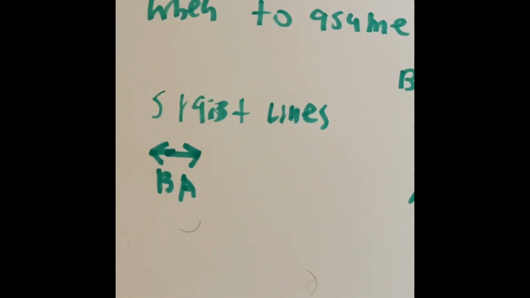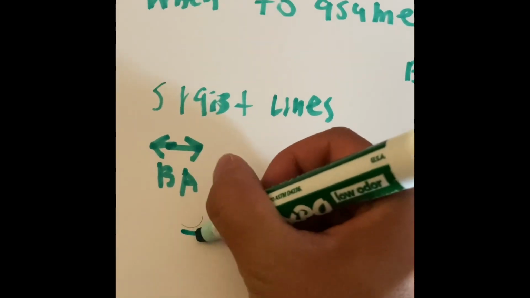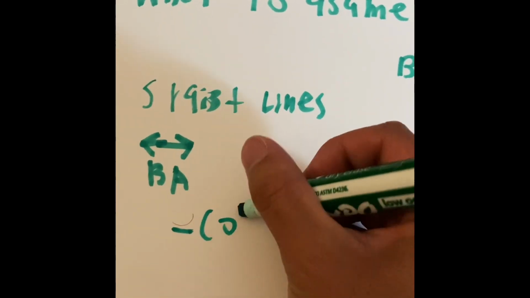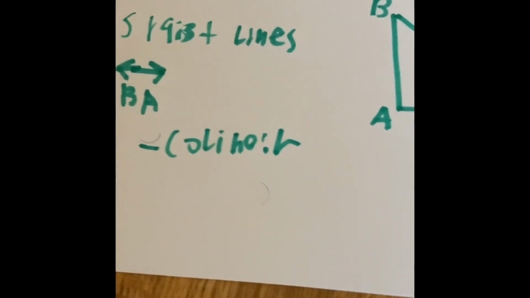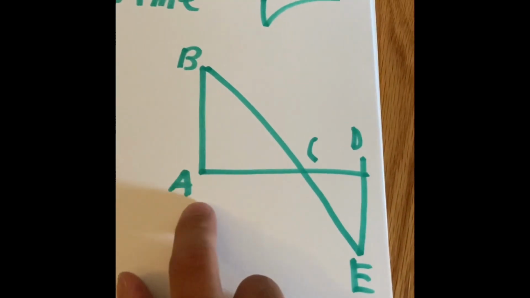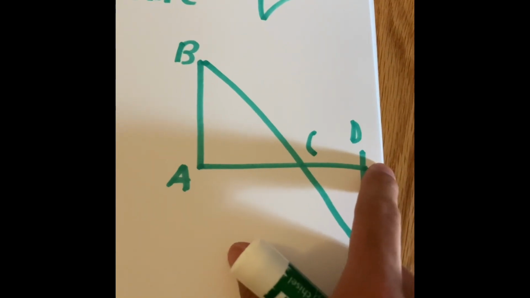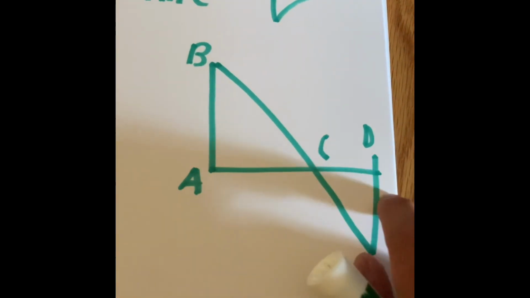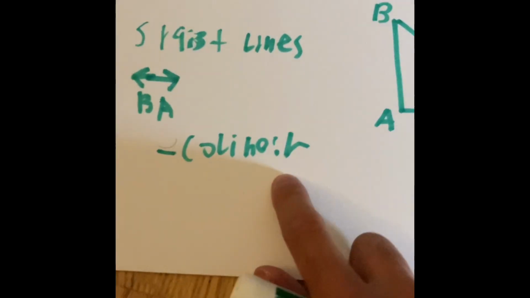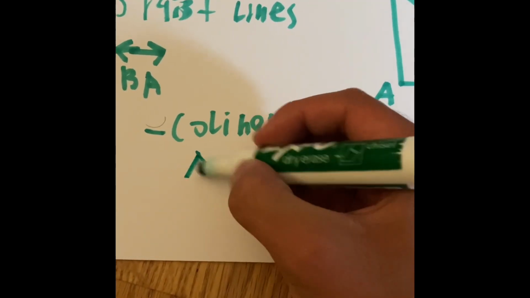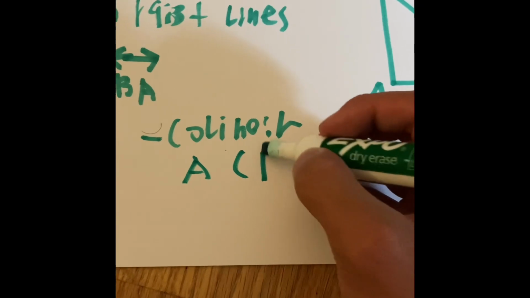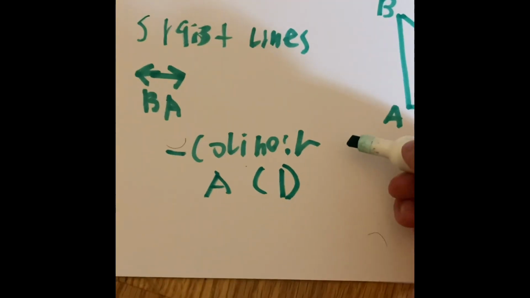The second one is if something is collinear. So we can say that points A, C, D can be on the same line. And since they're on the same line, they can be collinear. So we're going to write A, C, and D can be collinear.